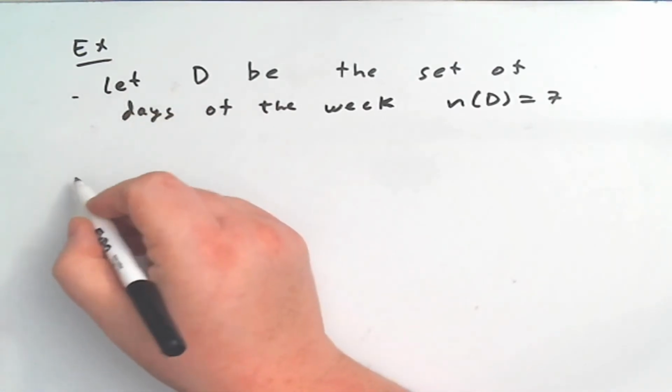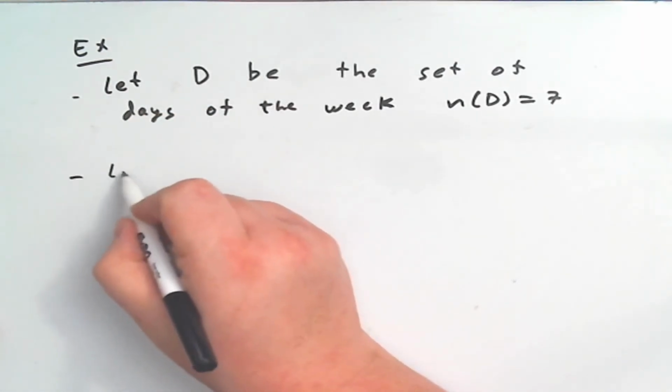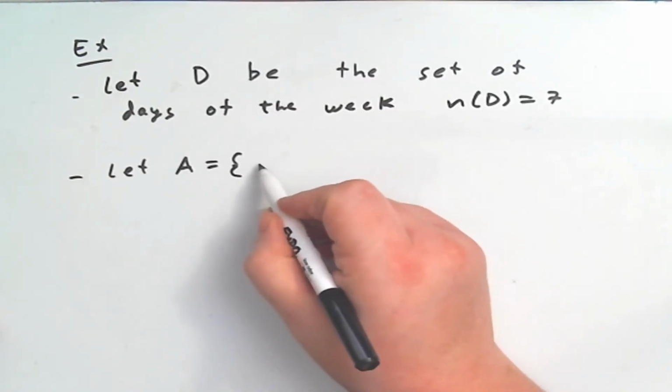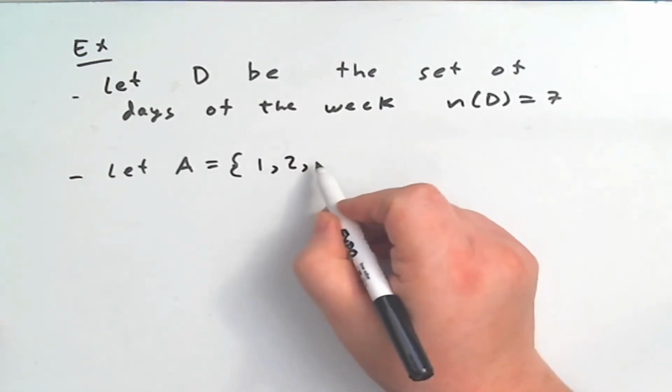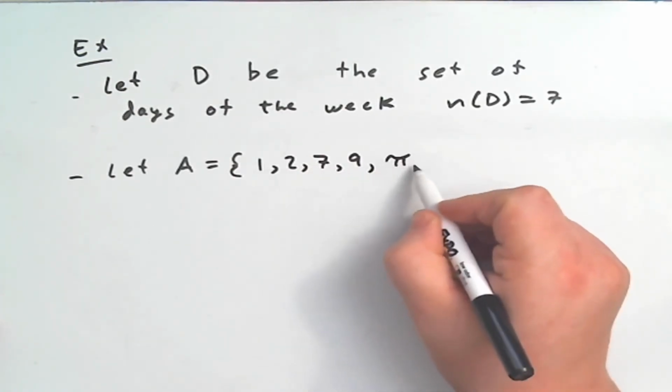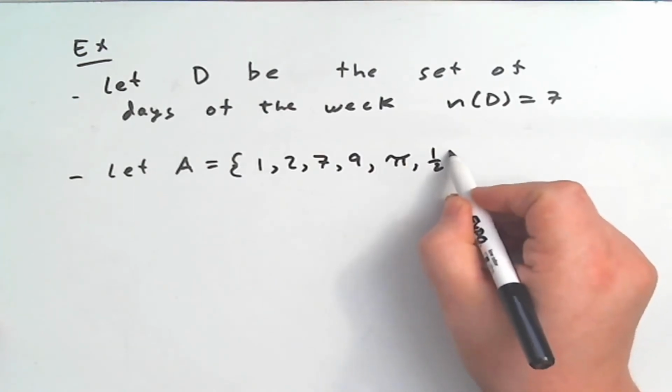Okay, all right. Suppose we define another set, so let A be the set 1, 2, 7, 9, pi, 1/2.